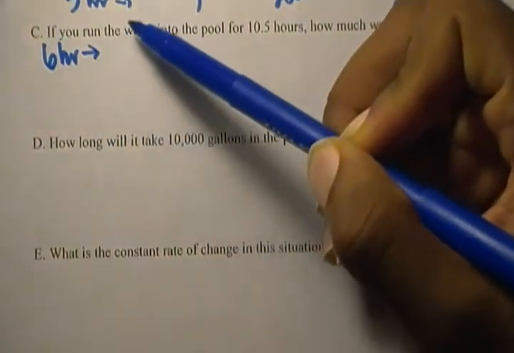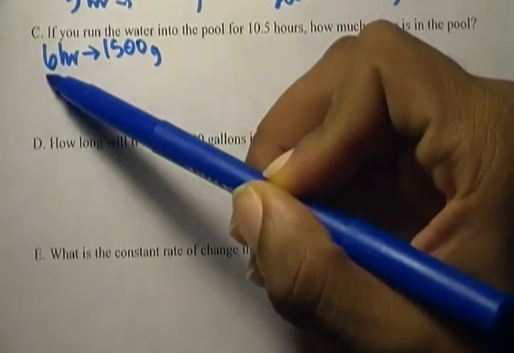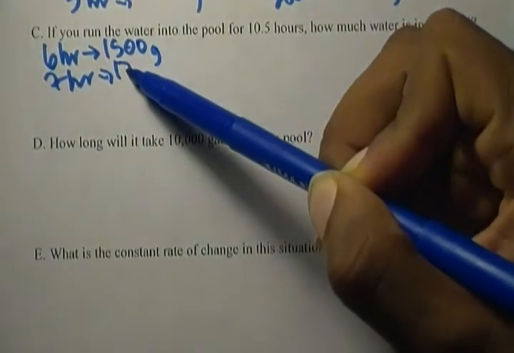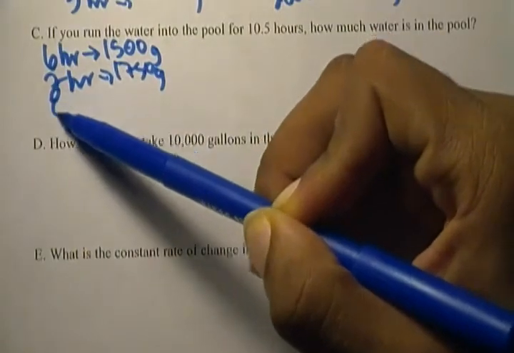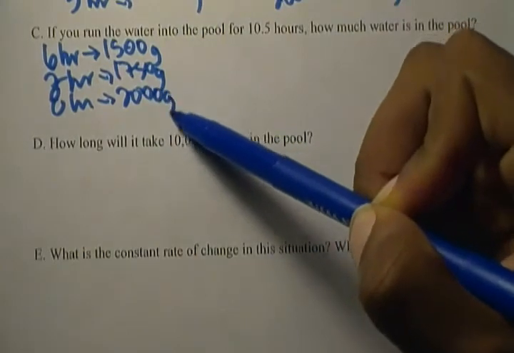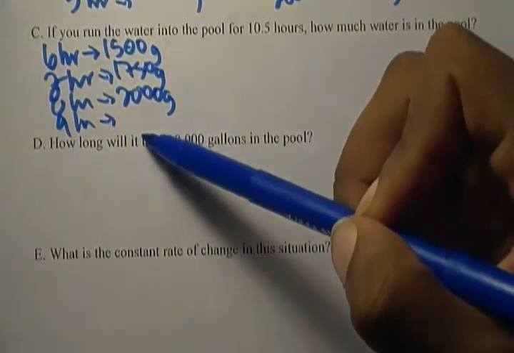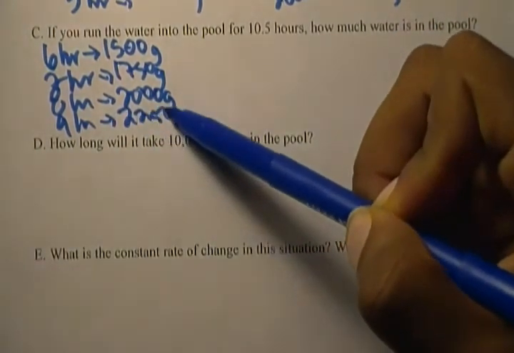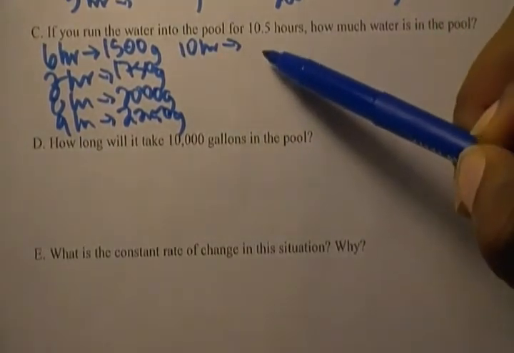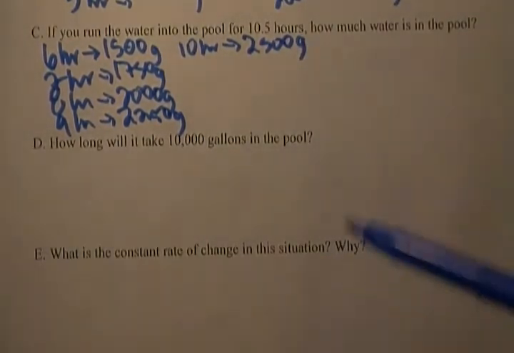6 hours means that 1,500 gallons has poured into the pool. For 7 hours, 1,750 gallons. For 8 hours, that means 2,000 gallons have poured into that pool. In 9 hours, 2,250 gallons. In 10 hours, that's 2,500 gallons. Well, wait a minute.